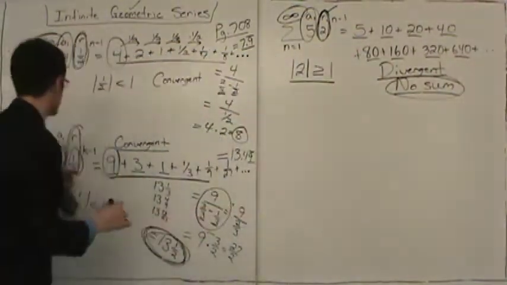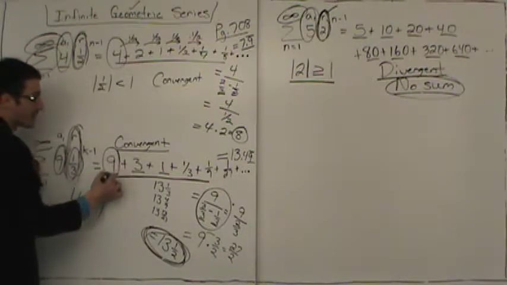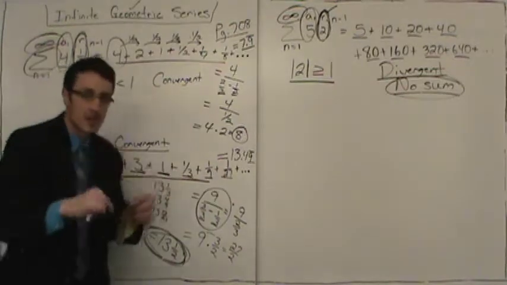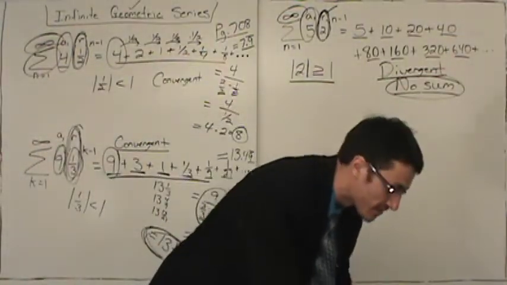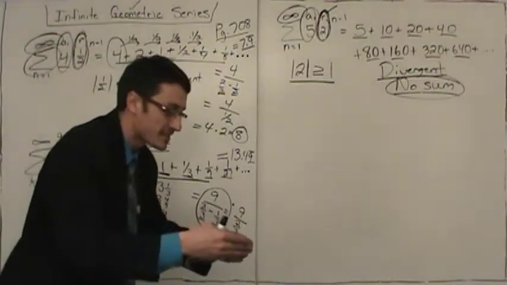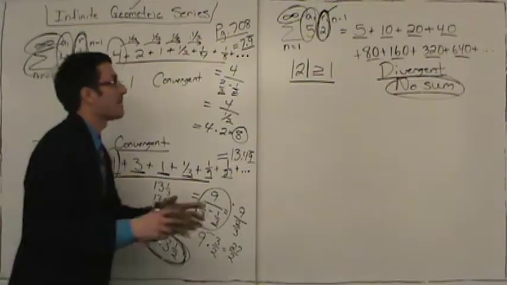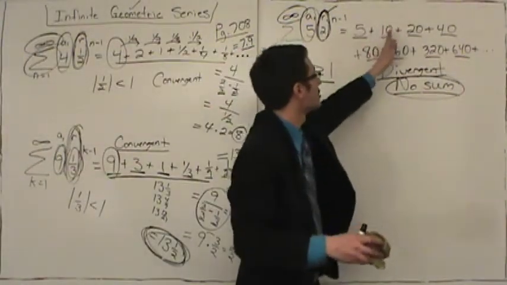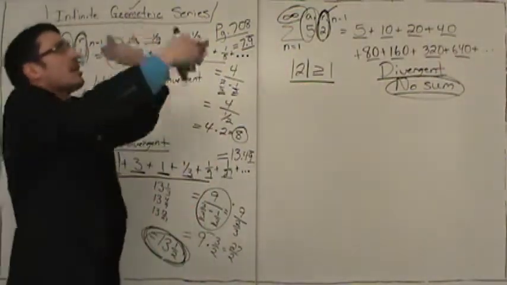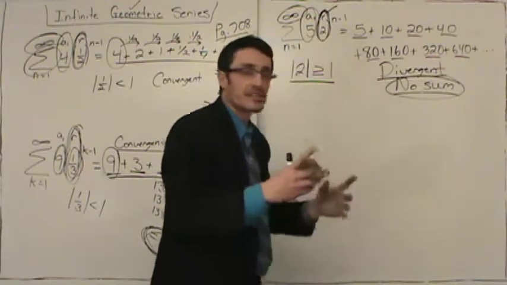If your r value is 1/3, if you're multiplying by 1/3, your numbers are getting what? Smaller. What happens when we add smaller and smaller values? We start to get very close to a specific number. That specific number you have to find using the formula. What happens when we start adding larger and larger values? We are not getting close to something. We are forever getting larger. This is called divergent. There is no sum.